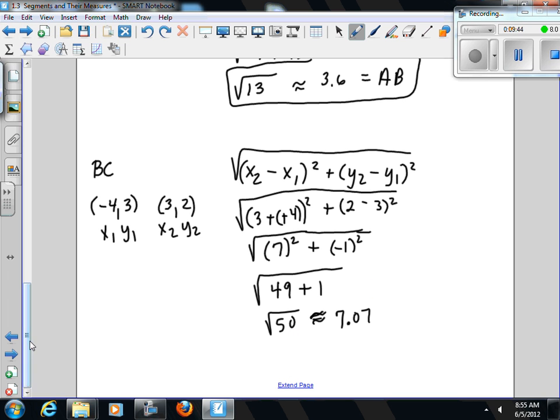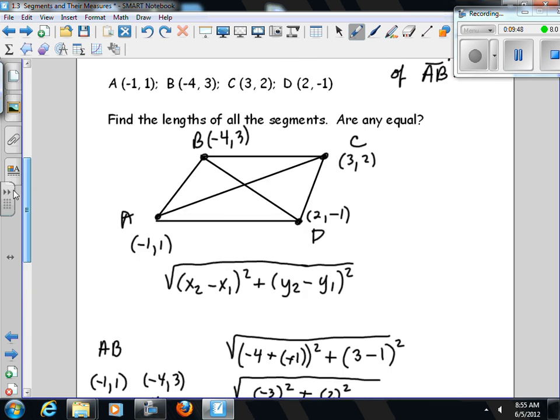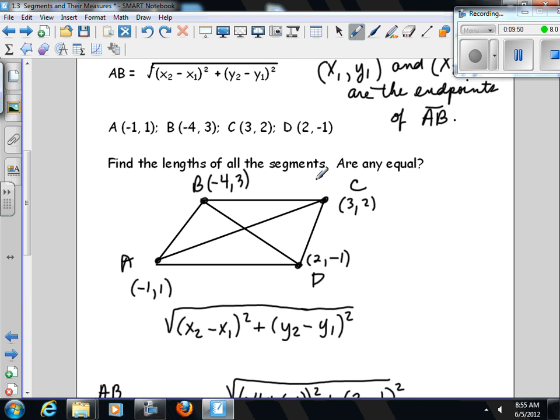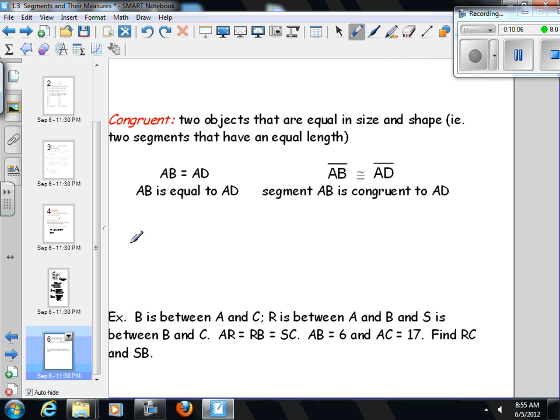Now, I'm going to leave it to you to find the length of the other segments. I think what we're going to do is we're going to start doing that in class. So when you come back to class, we're going to find the length of the other segments in this problem and figure out which ones are equal. So that will be the first thing we do when we come back to class. Let's move on to the next page in our outline.